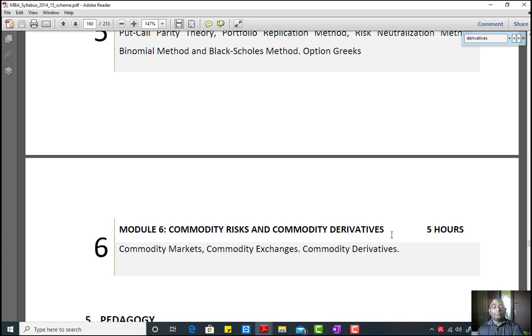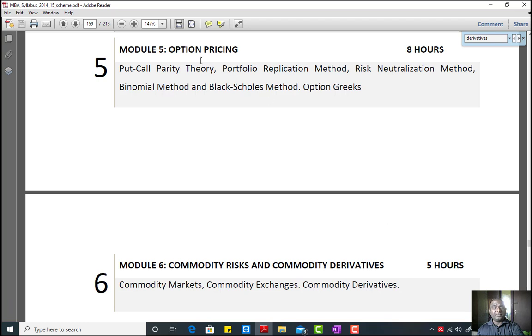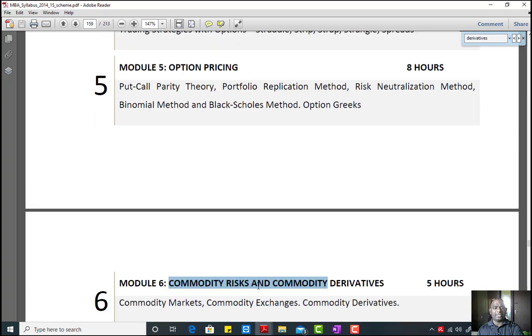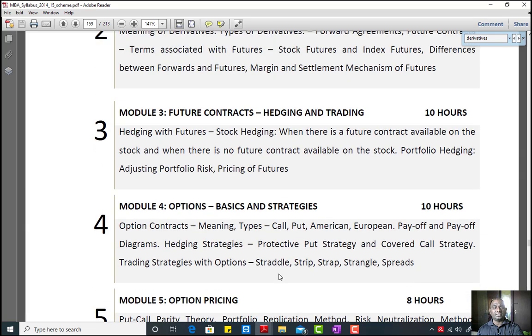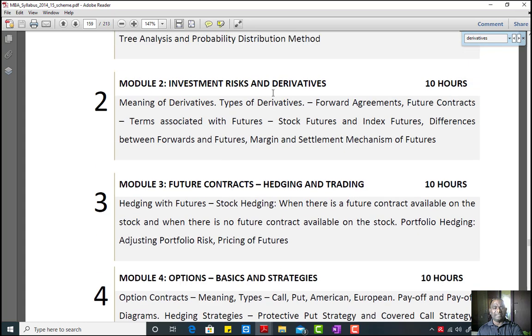Once again, option pricing, I told you, how do we value it? Then there is what is commodity market. This commodity as well as the derivatives, both are theory. Again, this will come out for 30 marks. So totally more than 130 marks, I have very clearly told you.